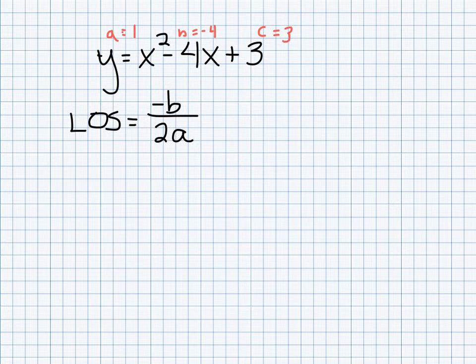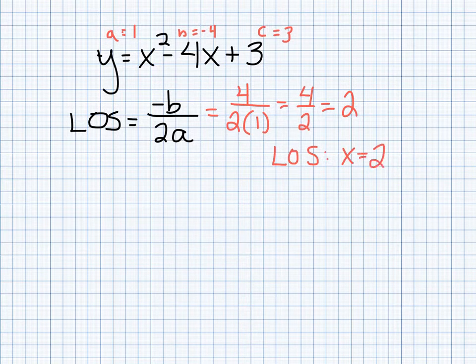All right, so we're going to plug in. This says -b. If b is -4, we want the opposite of that, so I'm going to put 4 over 2 times a, which is 1. 4 over 2 times 1 is 2. So our line of symmetry is x equals 2, which we saw on the previous graph.